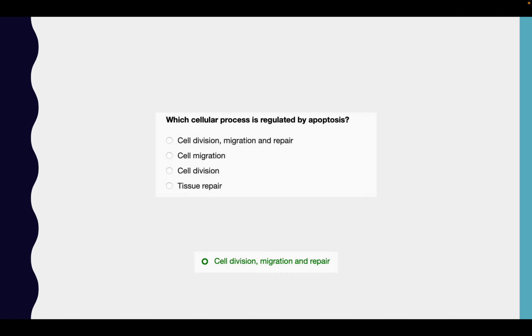सेल डिवीजन हो गया. सेल माइग्रेशन तो कंट्रोल करेगा ही कि उधर से उधर मूव, दूसरे जगह मूव करना है या नहीं करना है. एंड रिपेयर तो यू वेरी वेल नो कि apoptosis can be involved in tissue repair by eliminating damaged cells and facilitating the regeneration of new ones. So all these three options are correct. Okay. Cell migration, cell division, and tissue repair, all these processes are regulated by apoptosis.